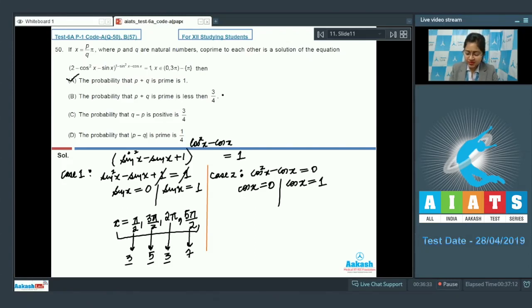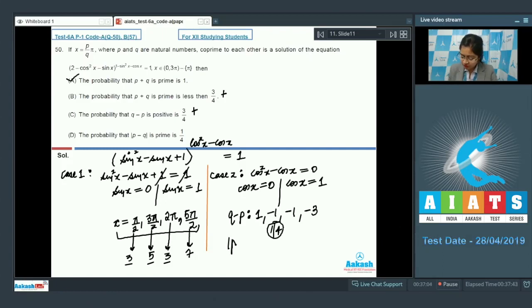Next, option number B is incorrect. Now, the probability that q minus p is positive. Let's find the value of q minus p. Here, in the first one, it is 1. In the second one, it is minus 1. In the third one, it is minus 1. And the last one, it is 2 minus 5, that is again minus 3. So, the probability that it is positive is 1 by 4. But here it has been given 3 by 4. So, this is incorrect.